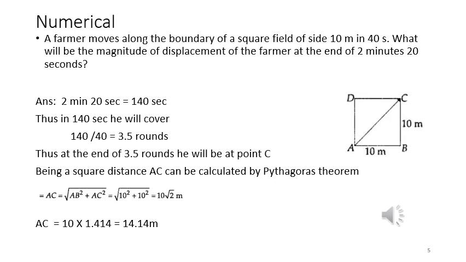So if you plug in these values, you'll get AC is equal to under root of AB square plus BC square, which is under root 10 square plus 10 square, and I'll get 10 root 2. Plugging in the value of root 2, which is 1.414, you can calculate it or use other ways to find that value. I will get the answer AC is equal to 14.14 meters. So the magnitude of displacement which the farmer had at the end of 2 minutes 20 seconds is 14.14 meters.